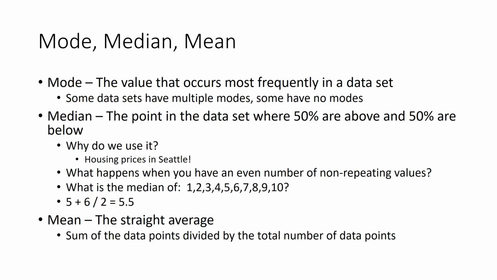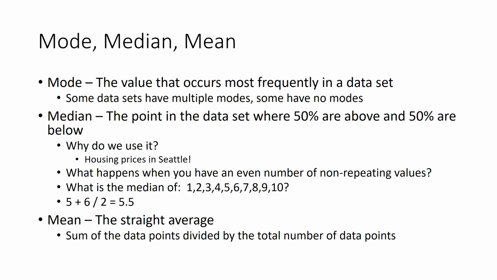You might have a mode of 3, a mode of 5, and a mode of 10, because all three of those numbers show up the same number of times in a data set. Alternatively, you could have some data sets that have no modes. Every single value in the data set is unique and nothing is repeated. And so you would indicate that that data set had no mode.